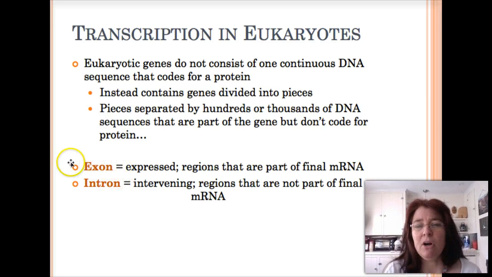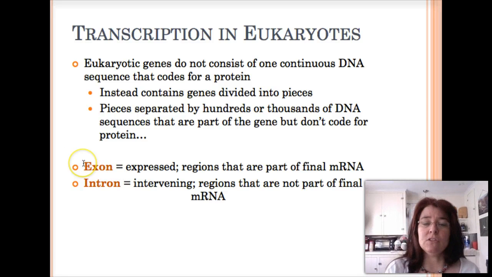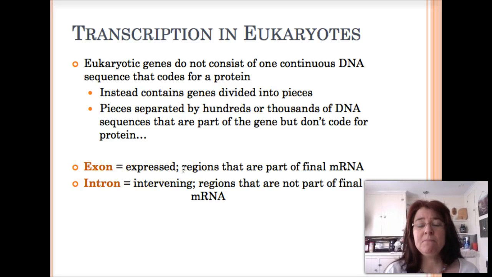The exon part of the RNA molecule is the portion that is going to be used to make proteins. It's going to be part of the final mRNA, or the mature mRNA. In comparison, introns are intervening sequences, sequences that are not going to be part of the final mRNA and need to be removed.